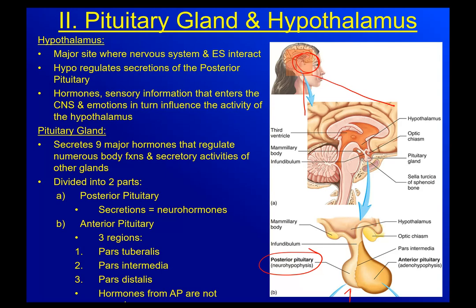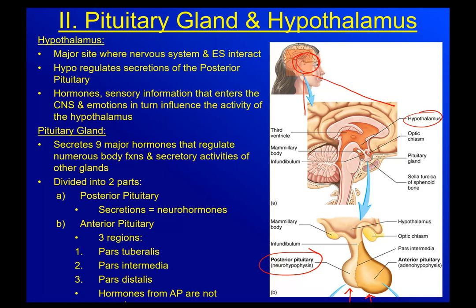So in this picture, it's very simple to see that the back from the front of that pituitary are very different. Okay. Hormones, sensory information that enters your central nervous system, emotions, all of these things influence the activity of that hypothalamus. This is one of the reasons why when we discuss the hypothalamus in AP1, we talk about it being part of our emotional brain.